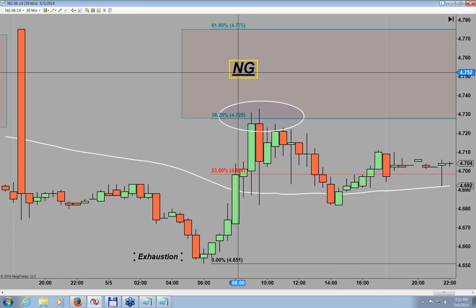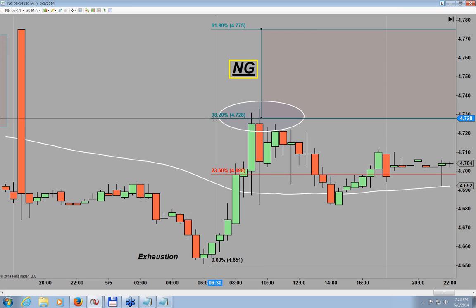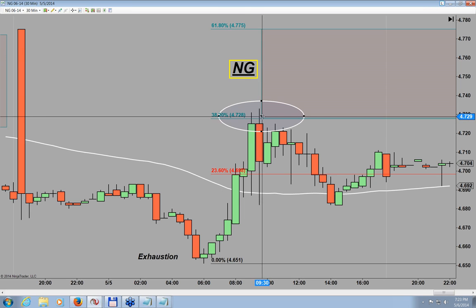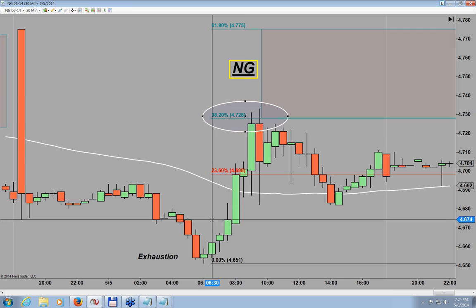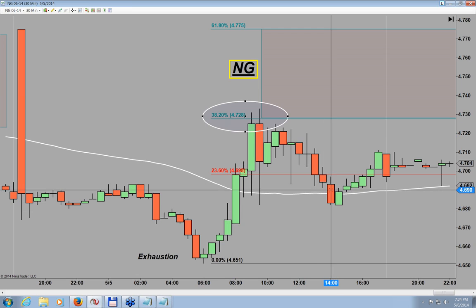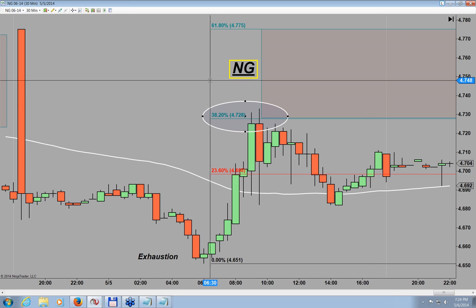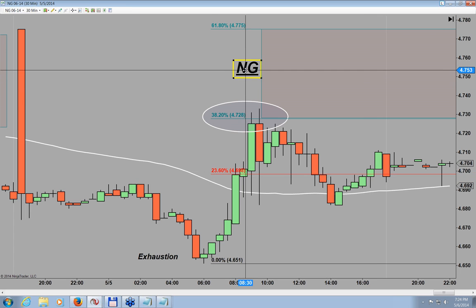This is your pullback area right here, and it goes between your 61 and your 38. Okay, here's your 38 here. All right. And that is a great target to take a position off, and it comes back to support. Add that position back on. Trade your plan. Very important. Trade your plan. All right.